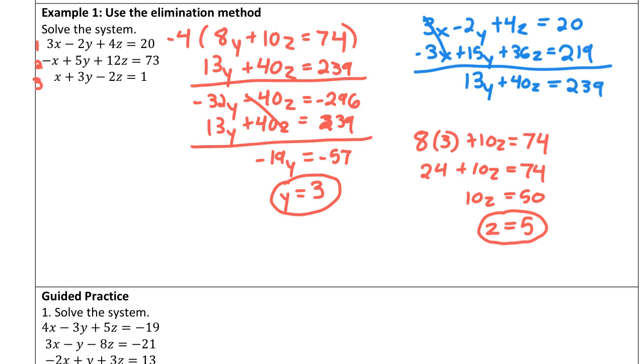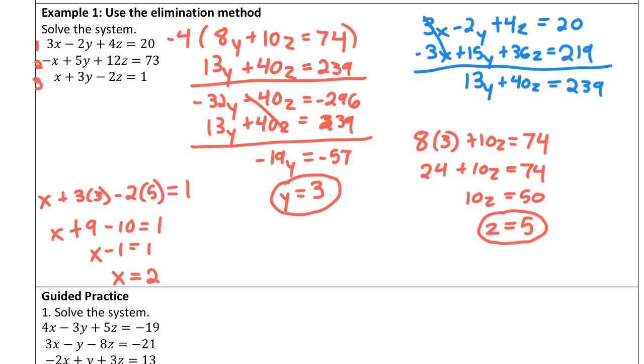So now that I have two of my variables solved for, I can plug into one of the three originals from the very, very beginning. So I'm going to plug into equation 3, the last one. So x remains x plus 3 times 3 because y is 3, and then minus 2 times 5 because z is 5. So this becomes x plus 9 minus 10 equals 1, or x minus 1 equals 1. If I combine those like terms, I add 1 to both sides. X is 2.